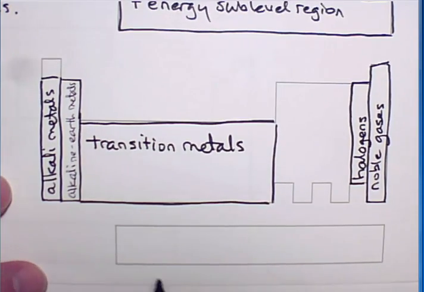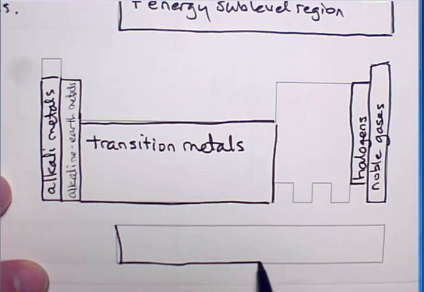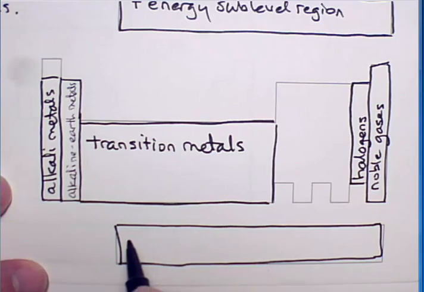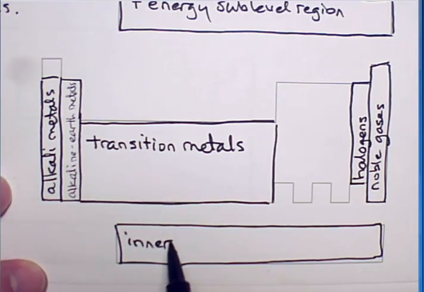So this area down here in the bottom, these are called the inner transition metals.